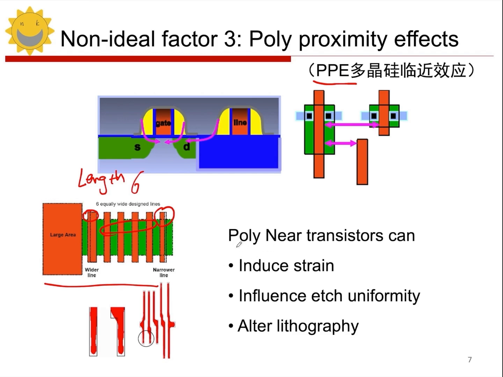It means that the polysilicon near our transistors can cause some stress issues, which can affect the consistency of our etching process, and also impact the characteristics of photolithography. So, this is the problem of polysilicon proximity.